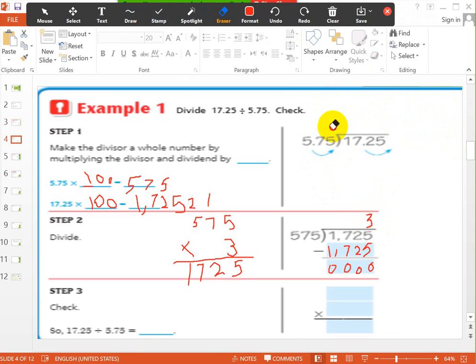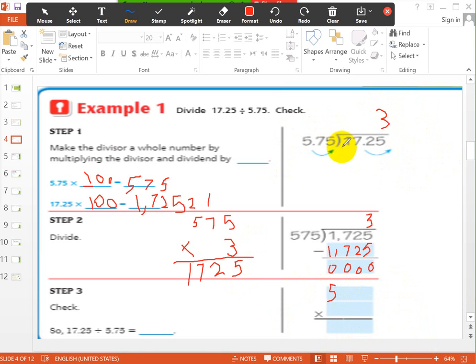The answer for this division will be 3, right? Now, if you multiply the quotient with the divisor, the answer must be the dividend, if your quotient is correct. So I will use this operation, which is here multiplication, to check if my answer is correct.